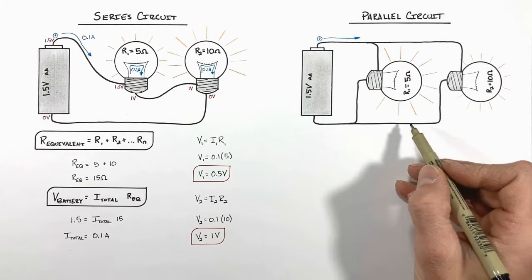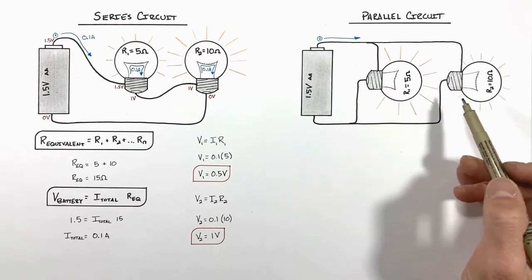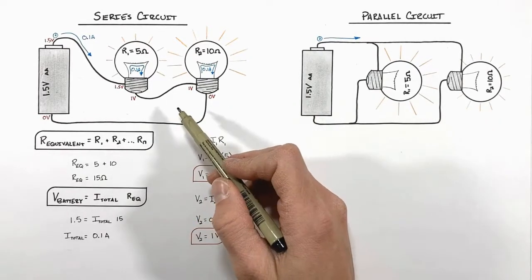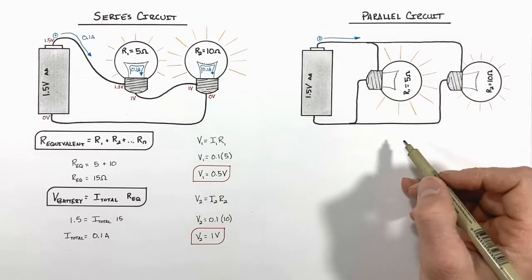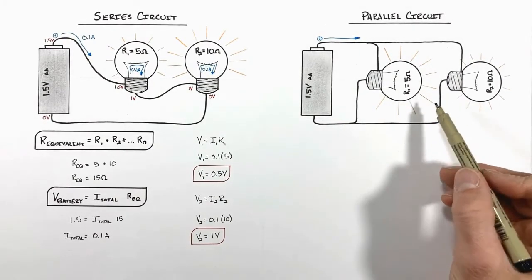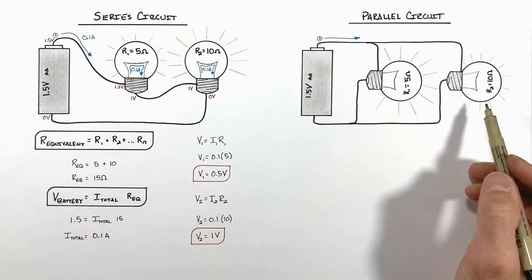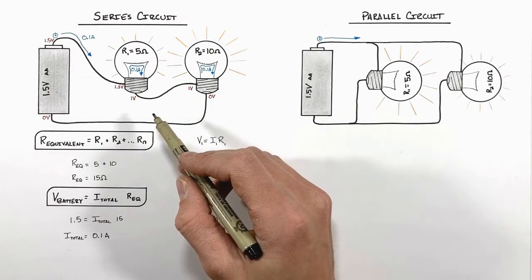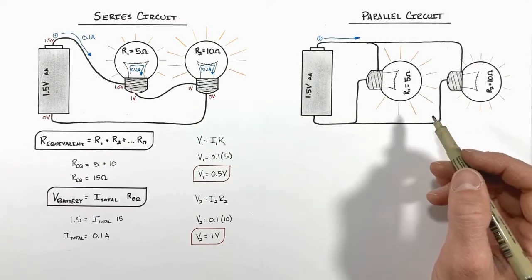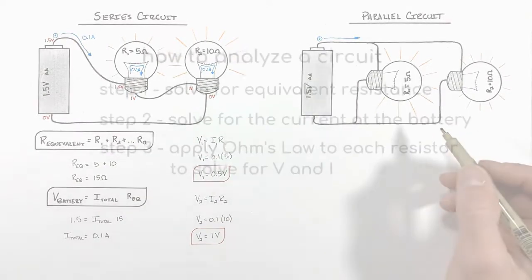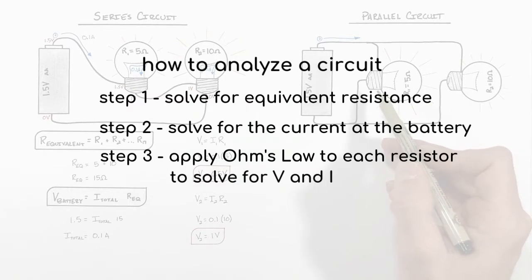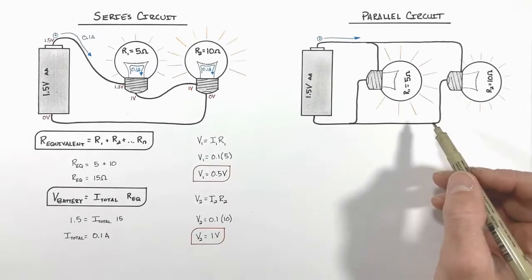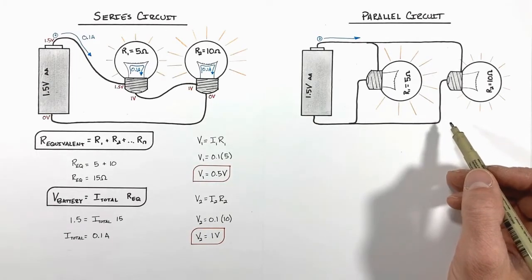Now moving on to our parallel circuit. The circuit is wired up differently than our series circuit, so things are not going to go the same way as before. The circuit still obeys Ohm's law, and we're still going to follow the same steps to find the current and voltage through each resistor, but the equivalent resistance in a parallel circuit is found using a different equation.